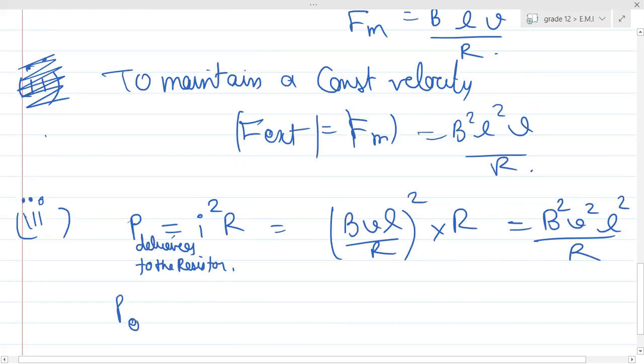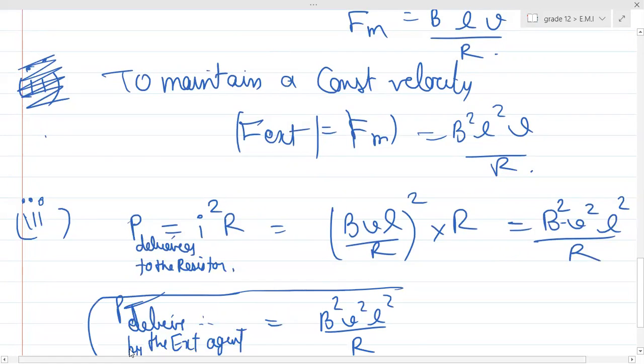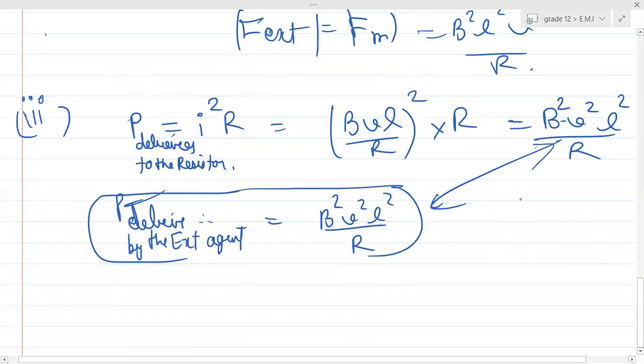If someone asks you what is the power delivered by the external agent, will it be the same thing? V square L square upon R. Yes or no, guys? Will the power delivered by the external agent be the same as this? Because this external agent will be doing the necessary work, and whatever power is being provided is being consumed by the resistor. Simple. Can you see? Both are one and the same.